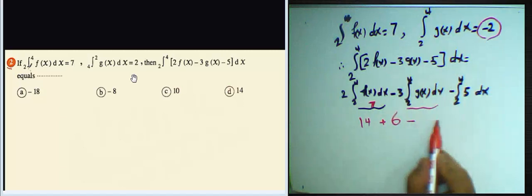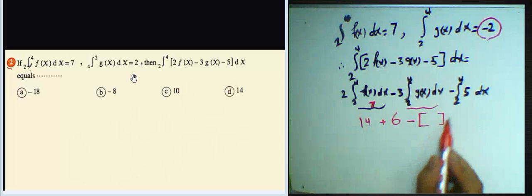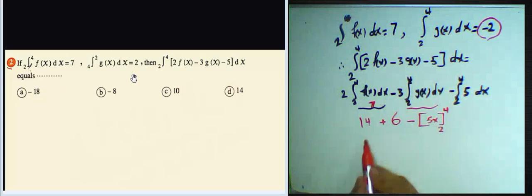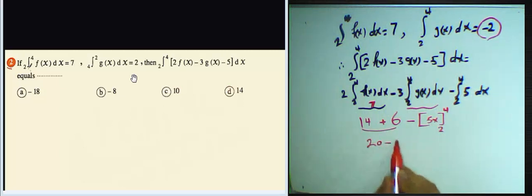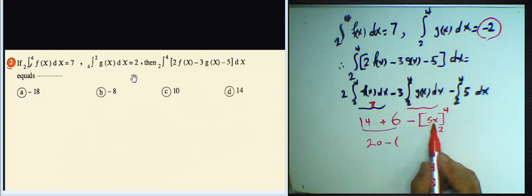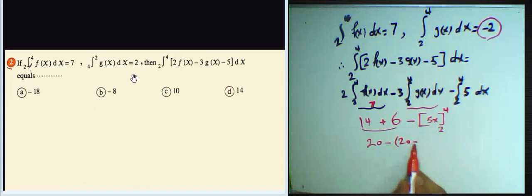And here we can write the integration of 5. It will be 5x from 2 to 4. And 14 plus 6 equals 20. Subtract, write 4 times 5 equals 20, subtract 2 times 5 equals 10. Then the result will be 20 subtract 10, which equals 10 for this example. Choose letter C.